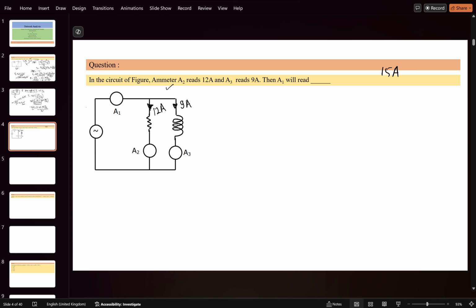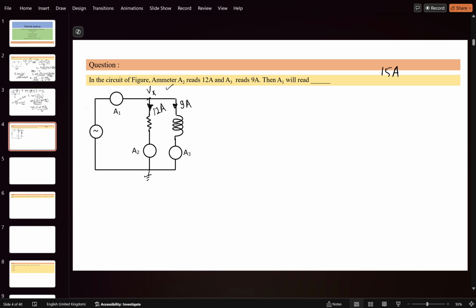We can directly find it, but let me go step by step. Suppose this is the voltage Vx here, and I'm taking a reference here to find the voltage there.